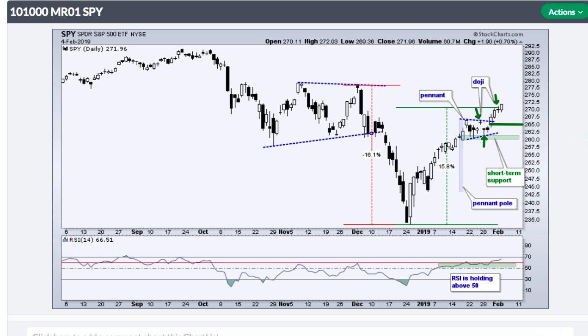And as far as support is concerned, 260 is the last low there from the latter part of January, and RSI needs to go below 50 to reverse the momentum uptrend.